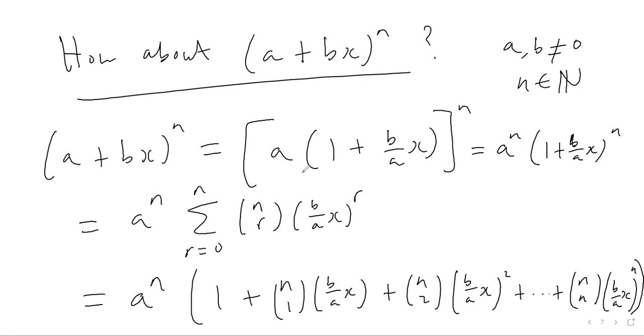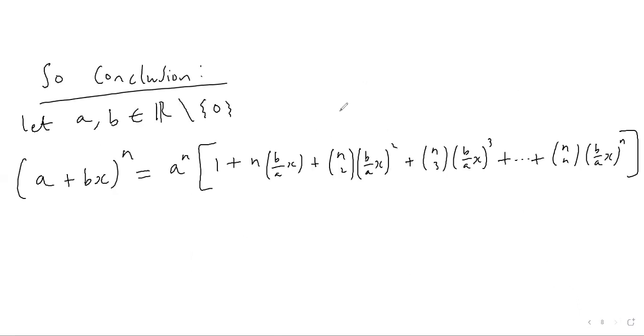You don't need to actually learn this formula, but as long as you're happy with how you derive this formula, that's the most important thing. So in conclusion then, if you've got a and b, which are non-zero real numbers, and also if n is a natural number, so a positive whole number, you'll get this expansion here. So when you expand a plus bx to the power of n, you get this result here.